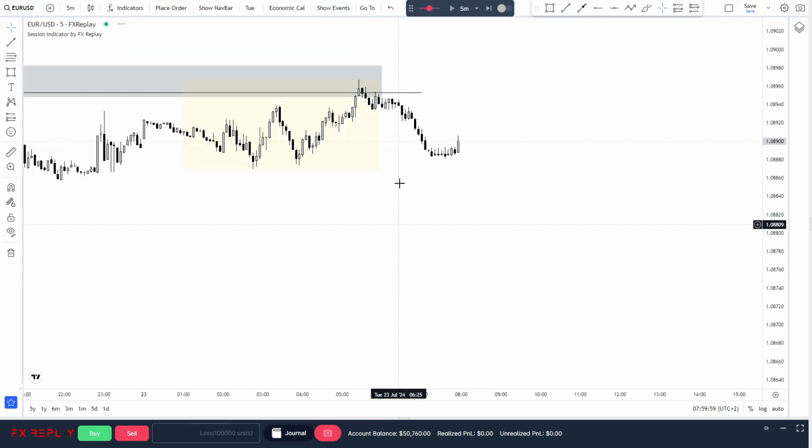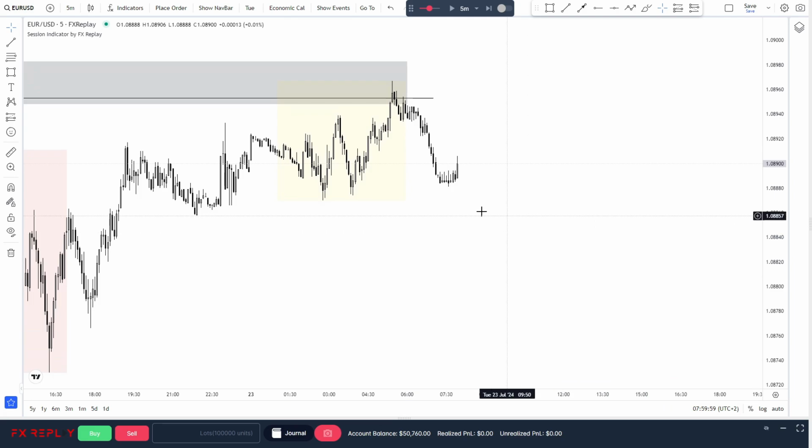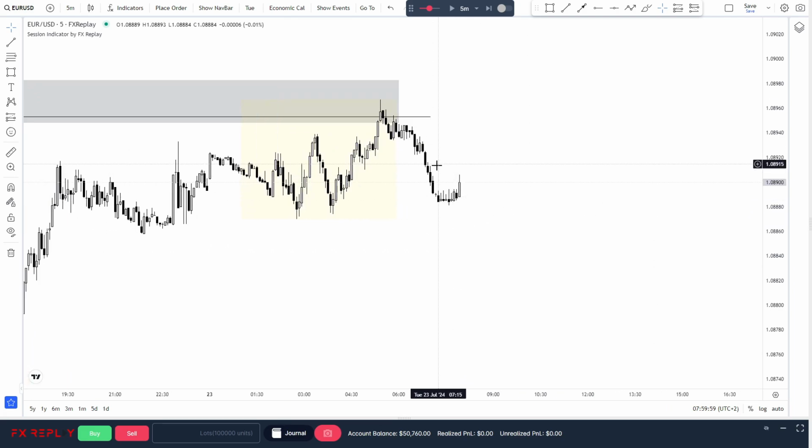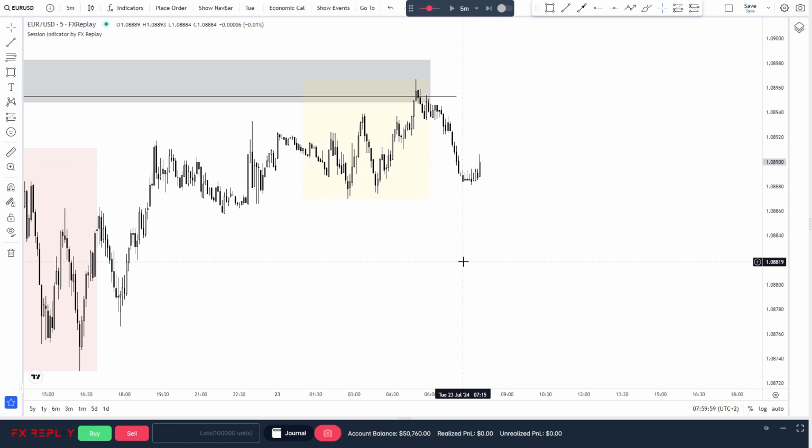I didn't just enter straight away at London open. I wanted to see how price would react during London open, and then get in once I see that price is showing me confirmation that it wants to go down, right?